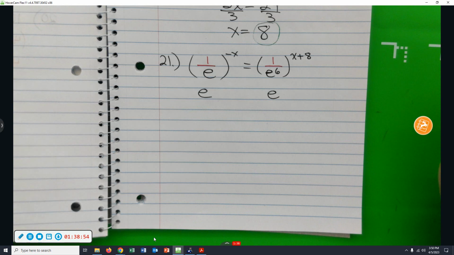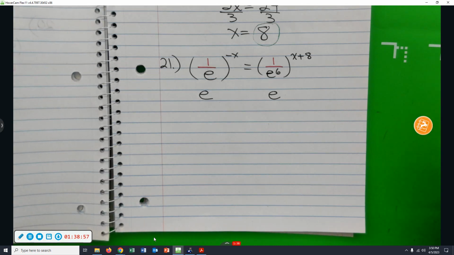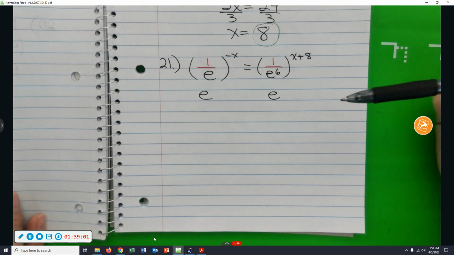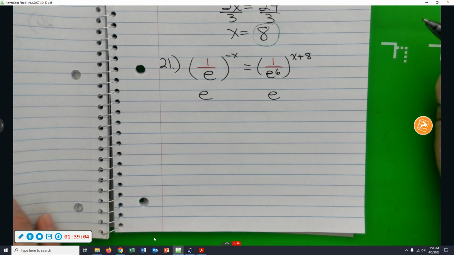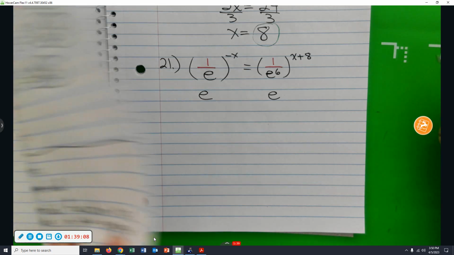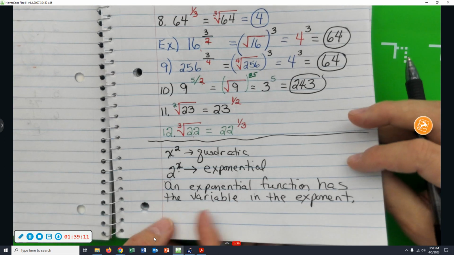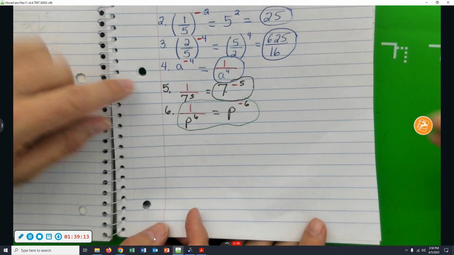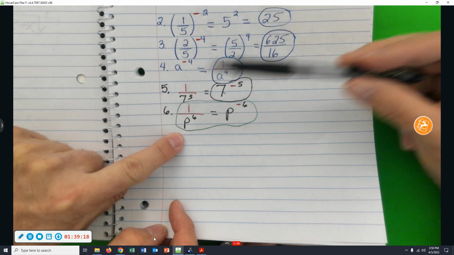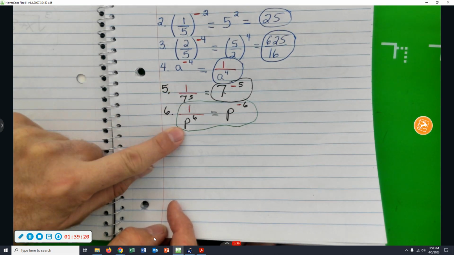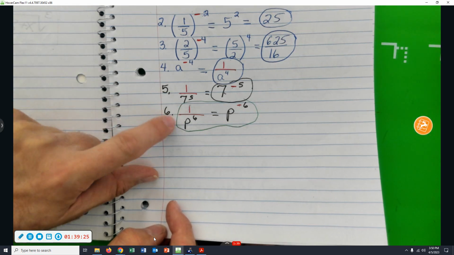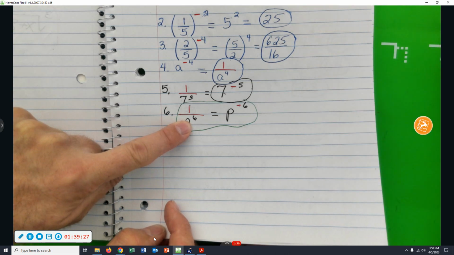And here's another thing. I generally avoid bases that are fractions. You say, well, I'm going to use 1 over E. Oh, don't. Do not use a base that's a fraction. So we're going to go back to something we were doing right out here on number 5 and 6. Look, number 6 is a good one. We had 1 over P to the 6th. What did we do to write it without the 1 over? You make the exponent negative.